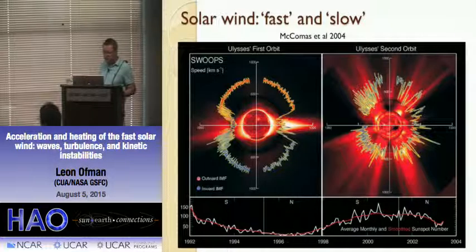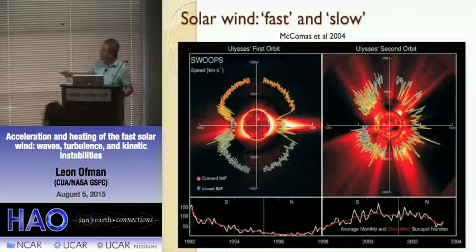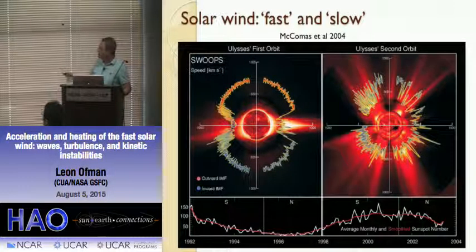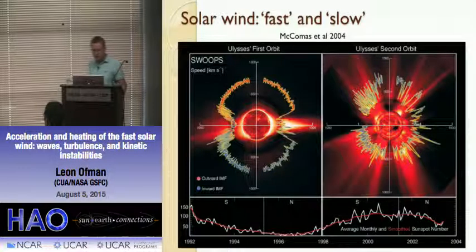But that variability, of course, is a combination of the variable outflow speed and the variable structures through which the spacecraft is passing. This is basically all structures here because of the long time period of the orbit. On the right, we can see the slow wind. The slow wind, of course, is much slower and denser than the fast wind. And during maximum, it occupies the whole heliosphere, or most of the heliosphere, as you can see in the second pass. This is the sunspot number, so this corresponds to the maximum.